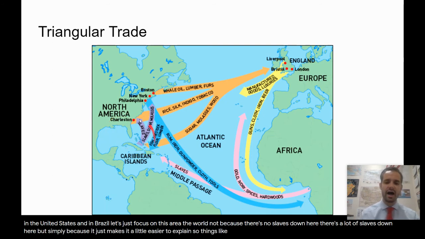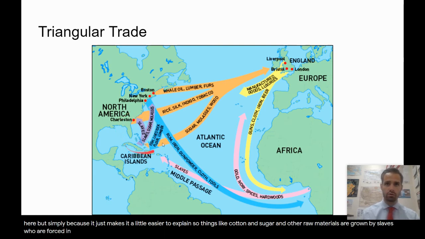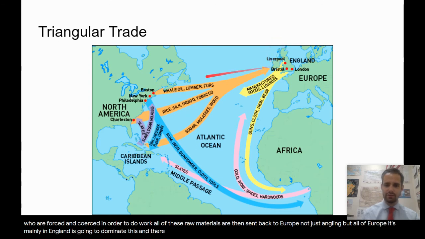So things like cotton and sugar and other raw materials are grown by slaves who are forced and coerced in order to do work. All of these raw materials are then sent back to Europe. Not just England, but all of Europe. It's mainly England that's going to dominate this, and they're going to do very well because these are English colonies. But we can assume that this is the same for all of Europe.